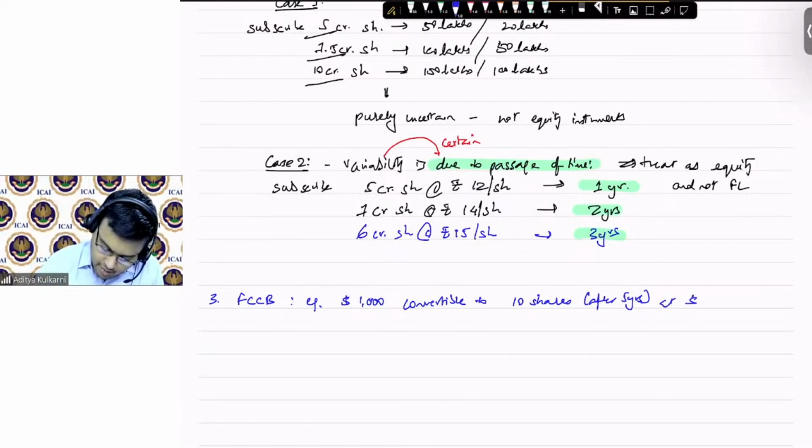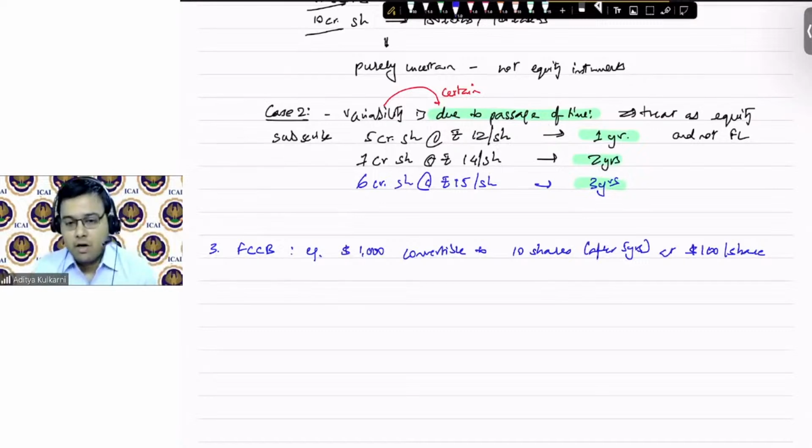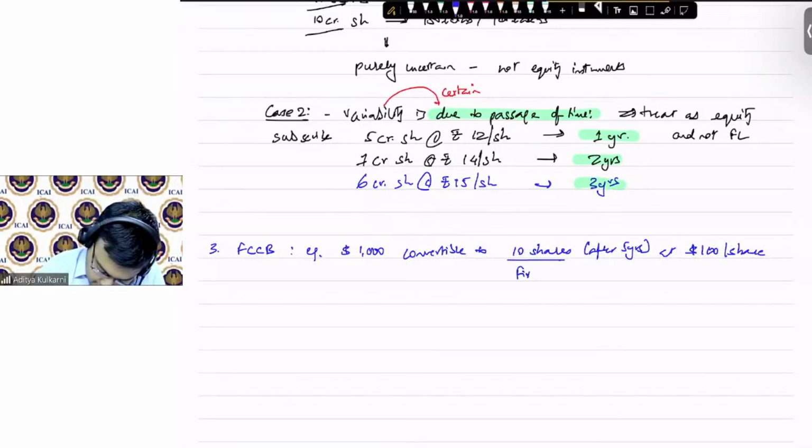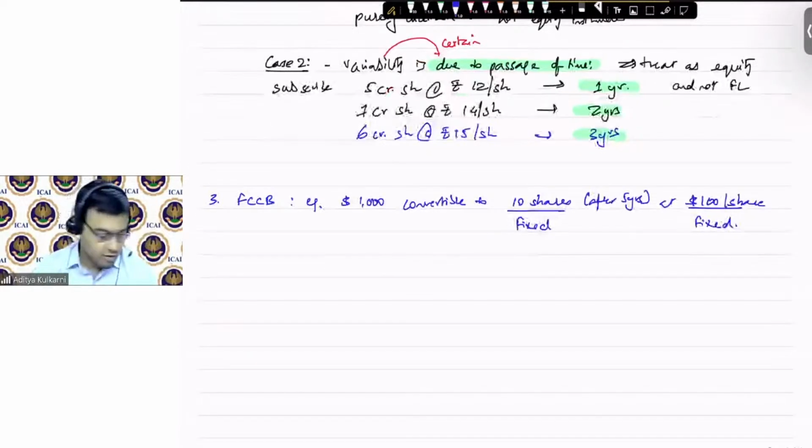at $100 per share. I'll come to your questions, Jahnavi and Namrata. Okay, I'll come to your questions. Okay, just give me some time. Let me complete this. So example, $1,000 convertible, the entity has purchased an FCCB issued by an Indian company. That FCCB is having a value of $1,000 and it is convertible to 10 shares after 5 years at 100 per share. So this is fixed and this is also fixed. Both of them are fixed. Only thing is what? It is in foreign currency.